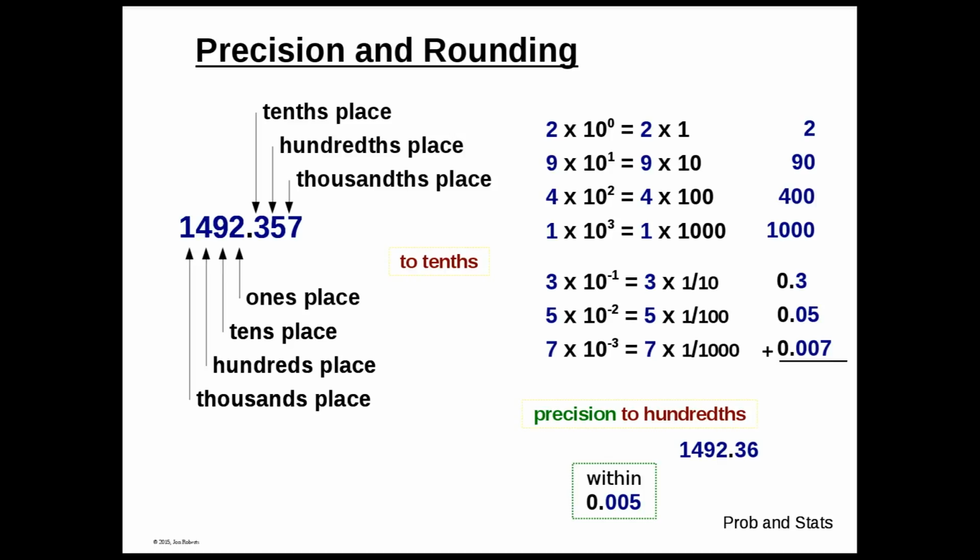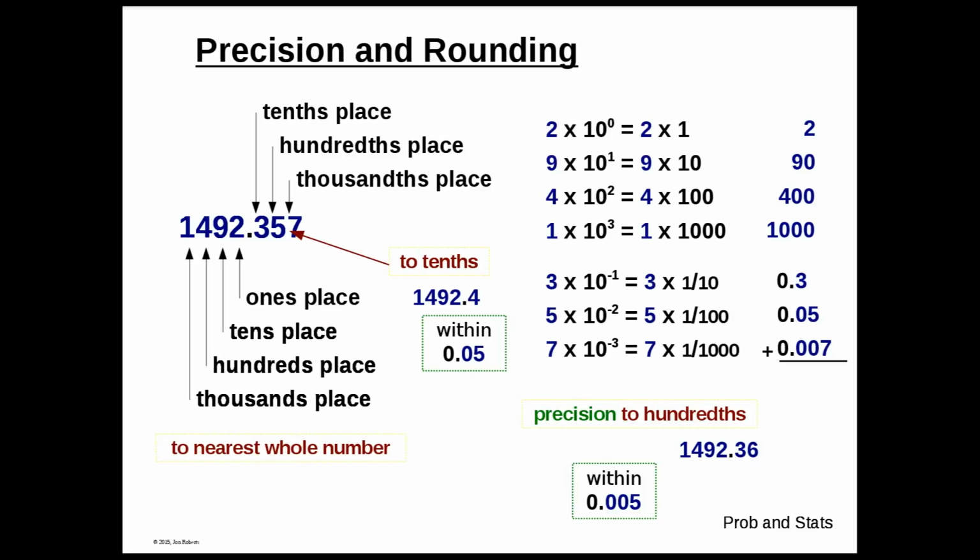If instead I wanted to round this number to a precision of tenths, to the nearest tenth, the 3 digit is in the tenths place, I would look at the digit after that. The digit after that in the hundredths place is a 5. Because it's 5 or higher, it would round up, making the new number 1,492.4, which is within 0.05 of the original number.